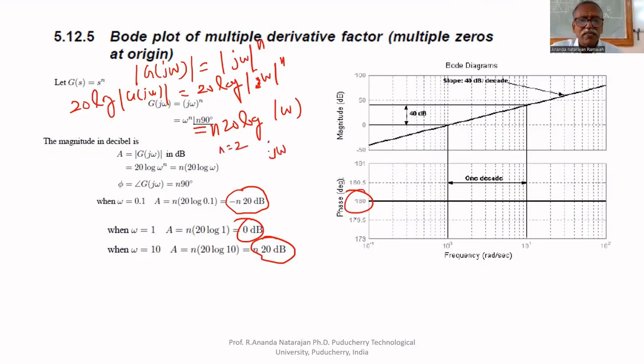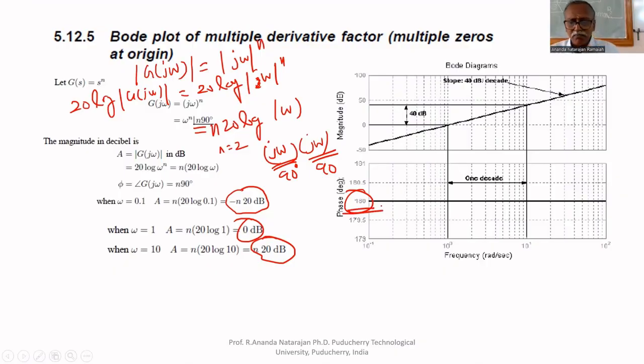Suppose n equal to 2, means j omega multiplied by j omega. For this 90 degree, for this another 90 degree, therefore 180 degree. For n equal to 2, you will get 180 degree. N equal to 3, 270 degree, like that.